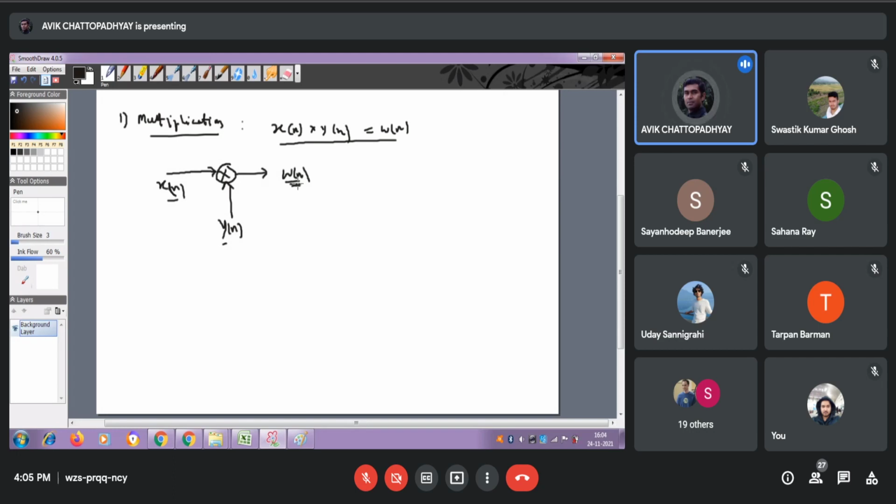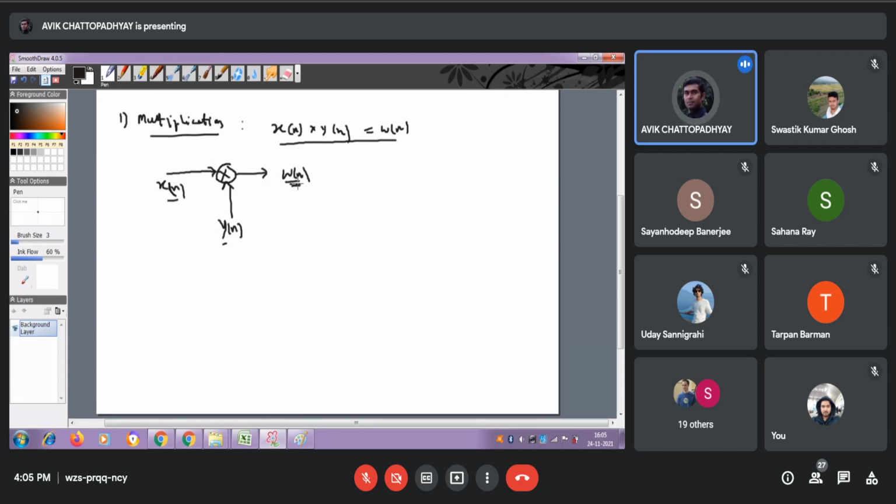So multiplication, and actually what is multiplication? From the very childhood days, we learn that multiplication is nothing but a repeated addition. Multiplication is basically repeated addition. So this operation is actually nothing but a non-linear operation. Non-linear operation, please note it carefully. Multiplication of a signal by another signal is a non-linear operation.